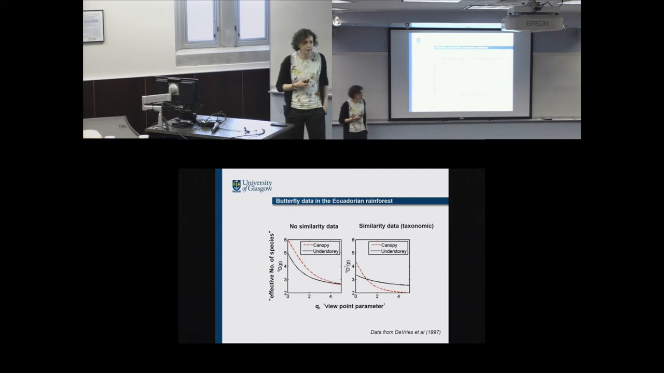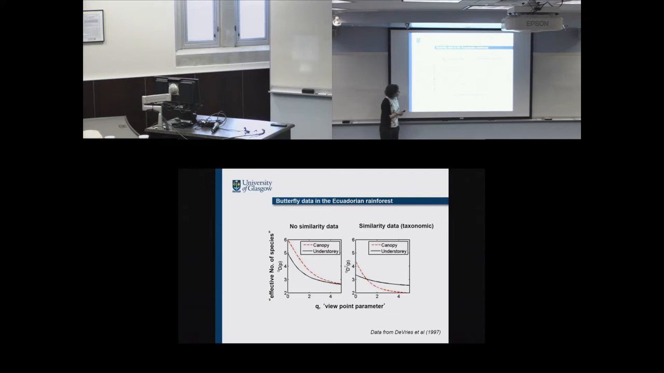If we then look at the case where we've got this taxonomic similarity matrix in our diversity measure, then the picture changes a bit and our conclusion changes. Suddenly what we see is these diversity profiles cross. So this was relating to what Robert was asking earlier on. And they can cross for the naive case as well. So this was what had been asked earlier on about entropies. So they can cross.